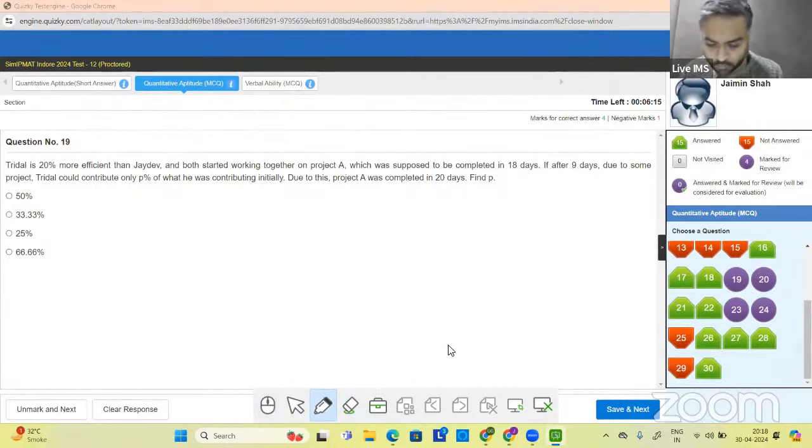ठीक है ये देखते हैं चलो फटाफट अभी. Trital is more efficient than Jaidev. 20% more efficient than Jaidev. So basically if I say that एक 5 हो जाएगा दूसरा 6 हो जाएगा. If Jaidev is 5, Trital is 6. Both start working together on a project which was supposed to be completed in 18 days. So total work done by them is 11, 18 are 198.